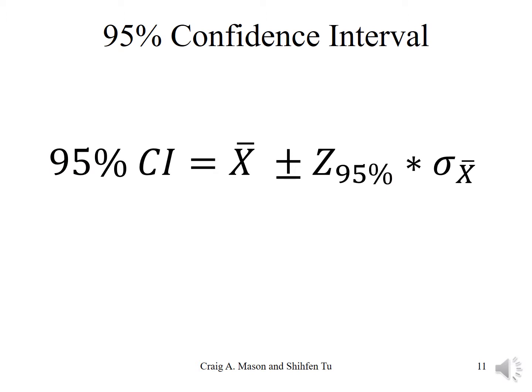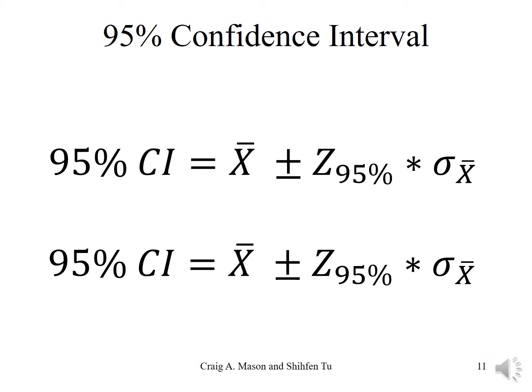Now, let's put all of this together into a formula for confidence intervals. First, we'll calculate what's called the 95% confidence interval. It's equal to the sample mean plus or minus the two-tailed z-score that bounds 95% of the distribution times the standard error of the mean. So let's plug in values.